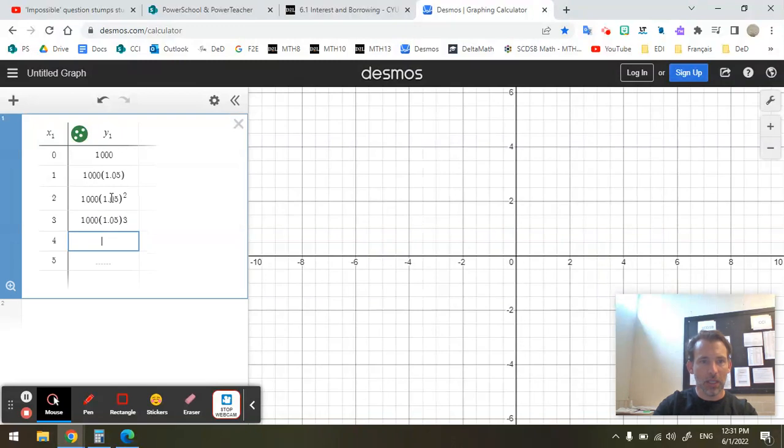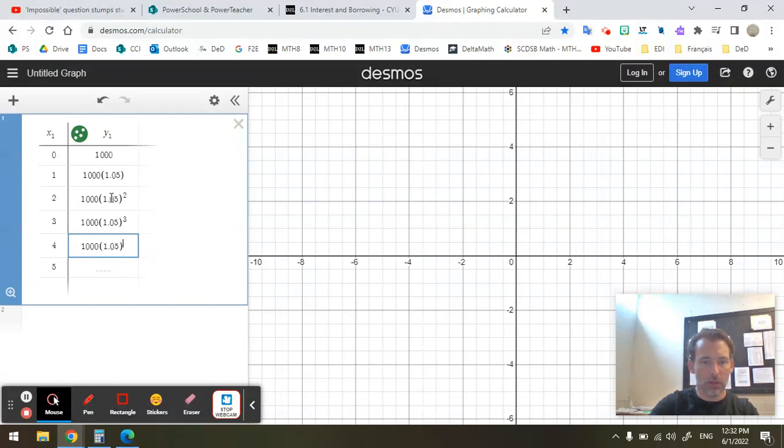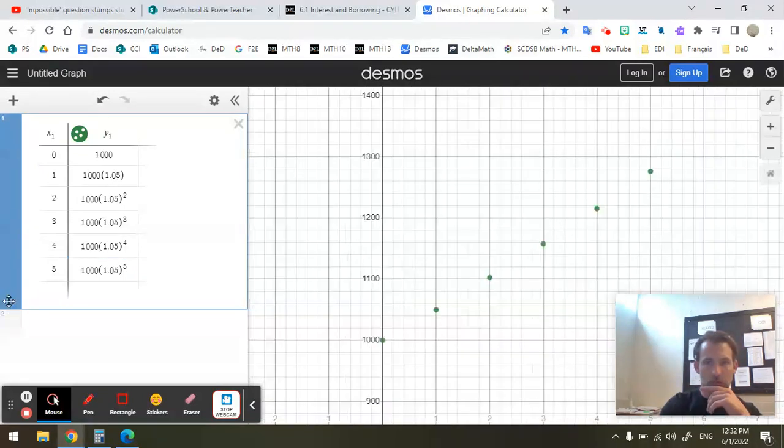To the power 3. Oops, that's not to the power of. To the power 3. To the power 4. And this one to the power 5. Okay, now zoom to fit. There we go. There they all are.